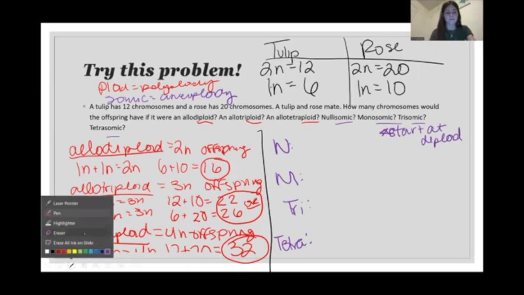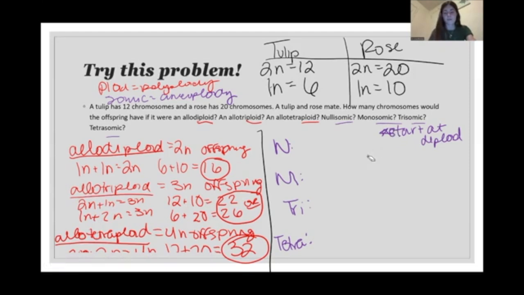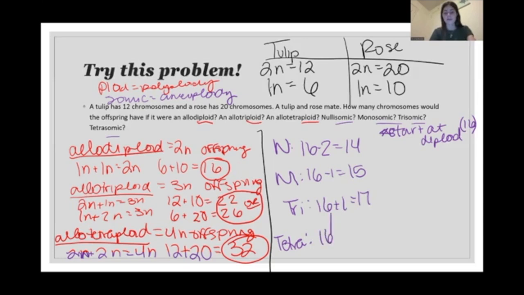And luckily, we already did our diploid state. So in our allodiploid, we found that that was 16. So that means that we are starting off at 16, and that's the number that we're looking at. So in nullosomic, remember, we want 2 at every location. Null means 0. We went from 2 to 0, that's -2. So 16 minus 2 would give you 14. Monosomic is -1, which would be 15. Trisomic is +1, which would be 17. And tetrasomic is +2, which would be 18.